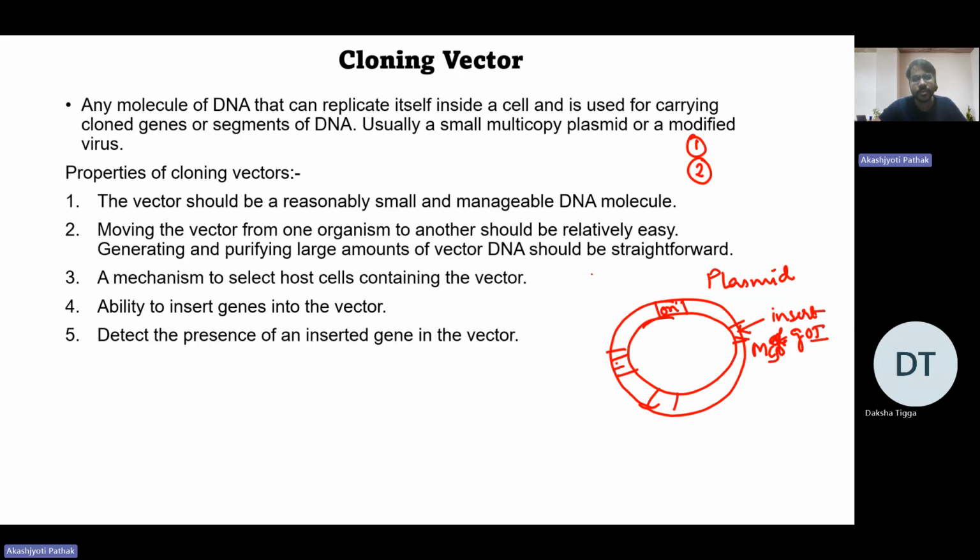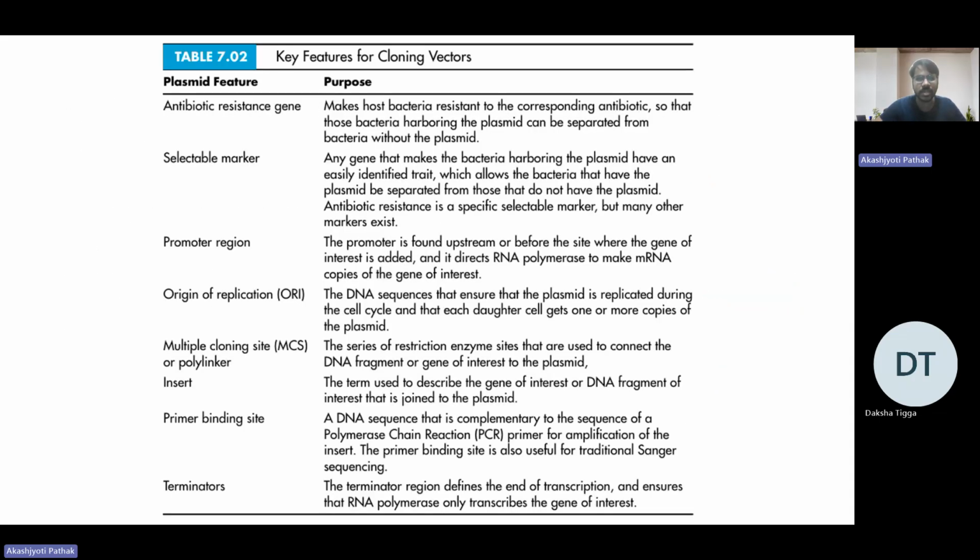So these are the few. It must have OD site. It must have selectable markers. It must have a promoter sequence. It must have terminator site. It must have selectable markers. These are the few things.